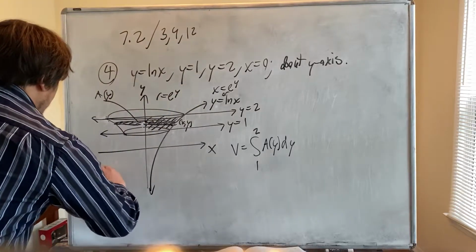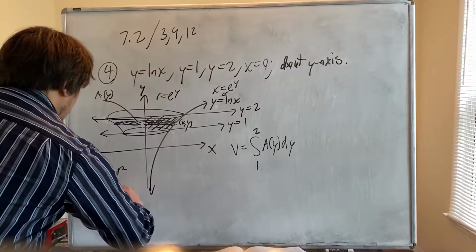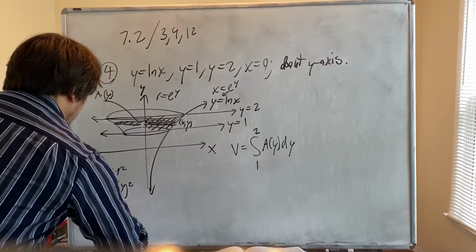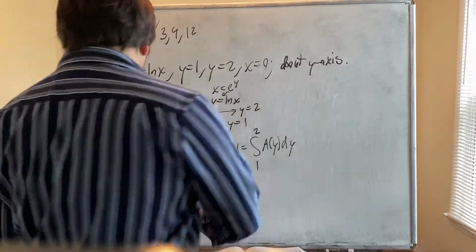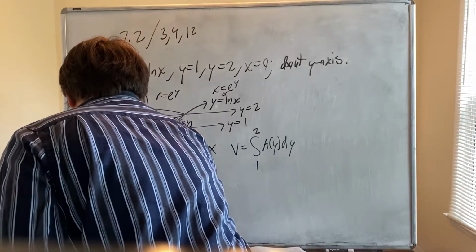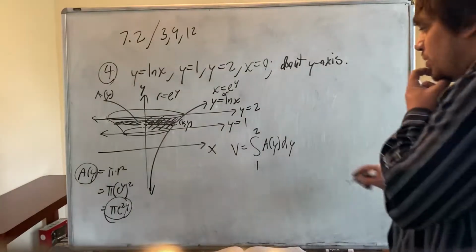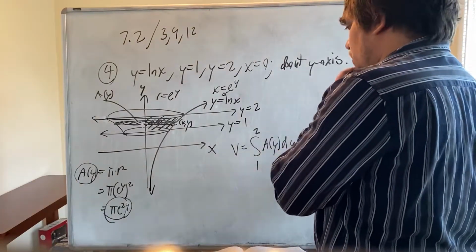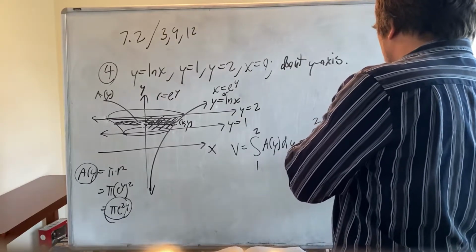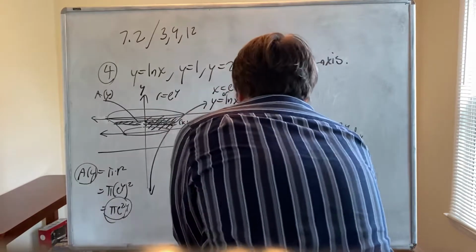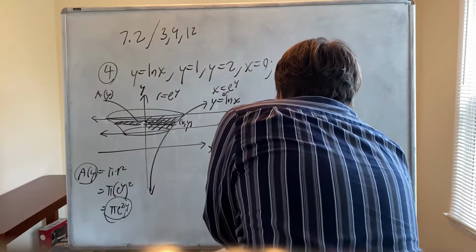So A of y is equal to pi r squared. And the radius is e to the y. So this is pi times e to the y squared. This is pi times e to the 2y. So A of y, the area of the washer, is pi times e to the 2y. Okay, so A of y is pi times e to the 2y. This is equal to the integral from 1 to 2 of pi e to the 2y dy. This is equal to pi times the integral from 1 to 2 of e to the 2y dy.